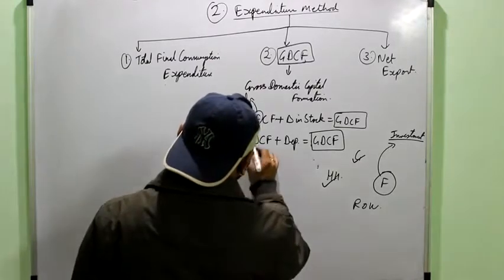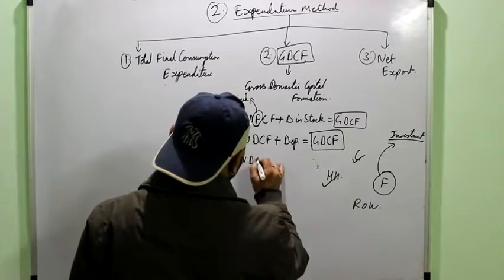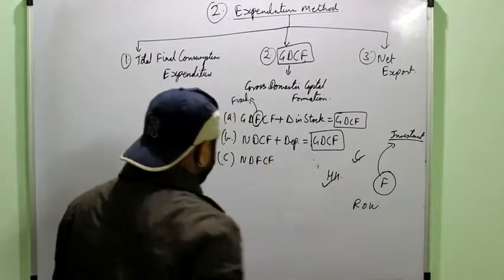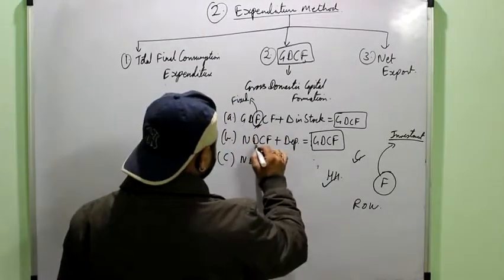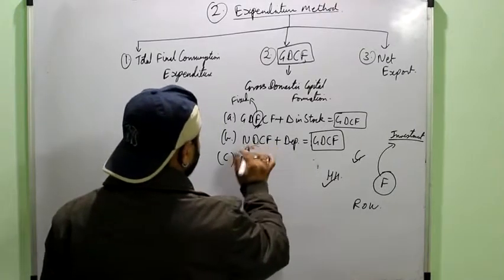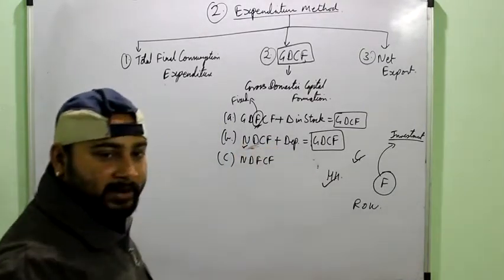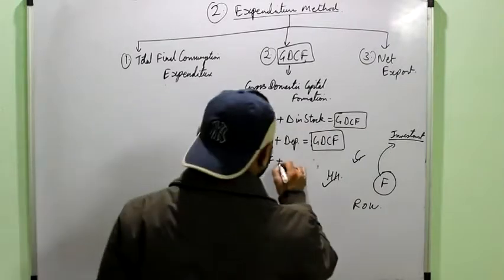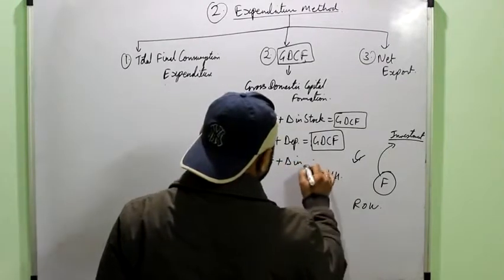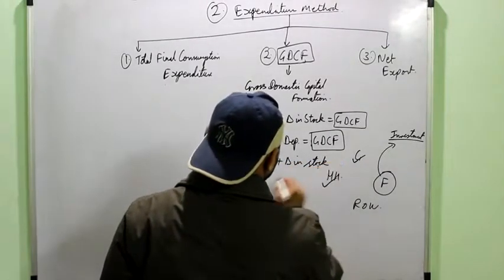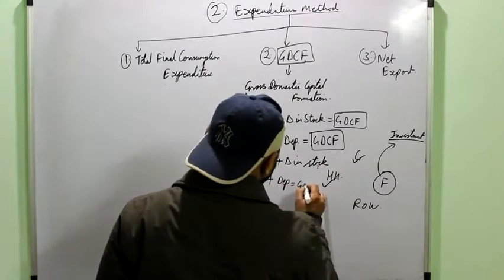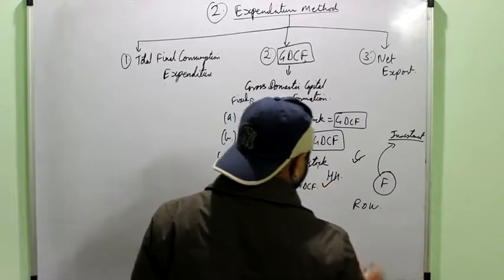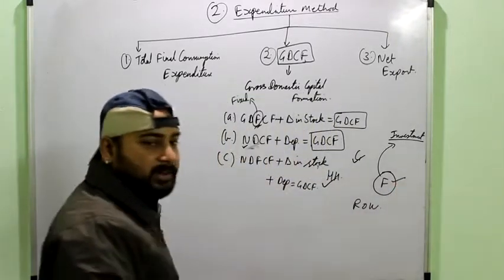Third is a mix of both, that is net domestic fixed capital formation. It means now fixed is also there and net is also there. So you add both: you add change in stock and you add depreciation, then it will be GDCF. So it means both have been included.